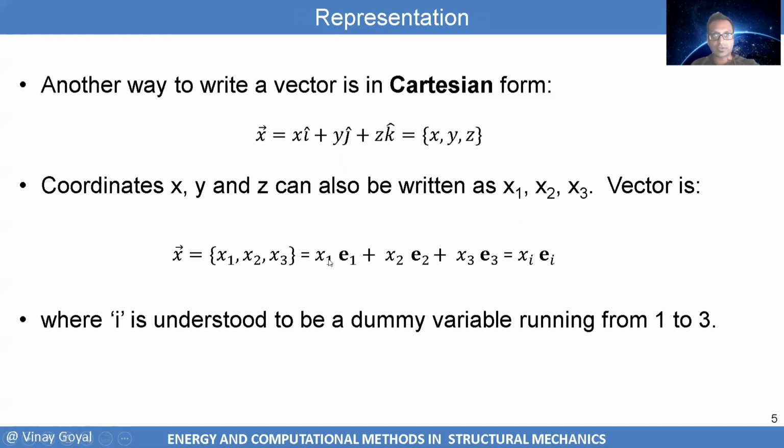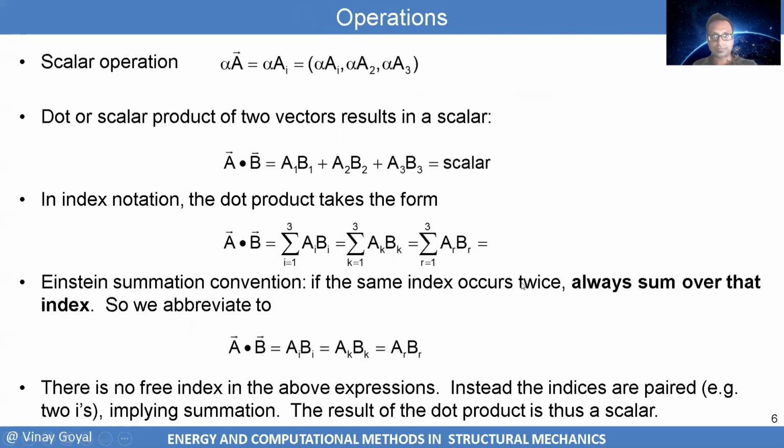And you can write that as x1 e1, with e1 being the unit vector. So basically we're saying that this vector x has a component of x1 in the e1 direction, has a component of value x2 in the e2 direction, and then x3 in the e3 direction. Since 1, 2, and 3 are repeated on both sides here, you could write this in Einstein notation. So that will be x_i e_i. Here, i is understood to be a dummy index.